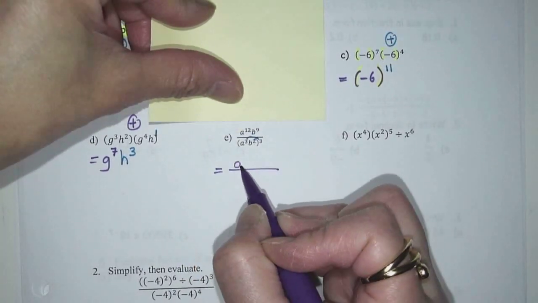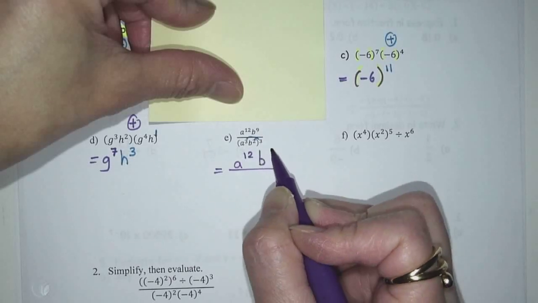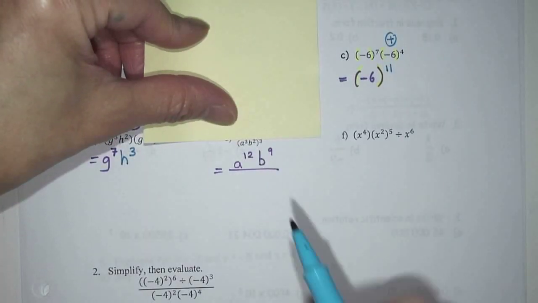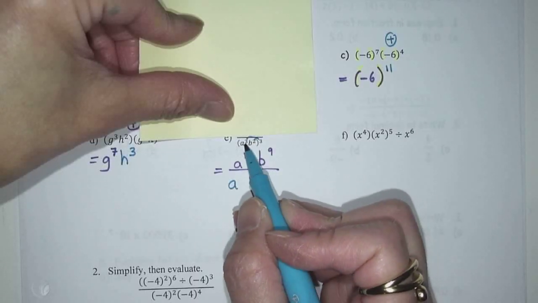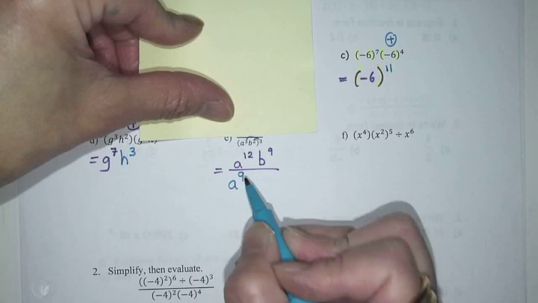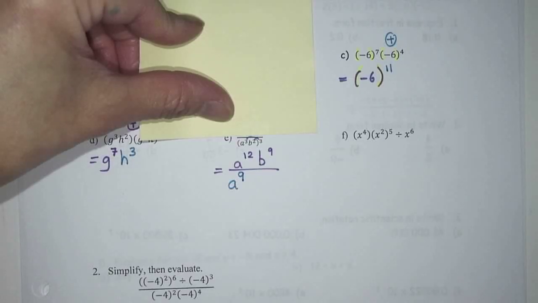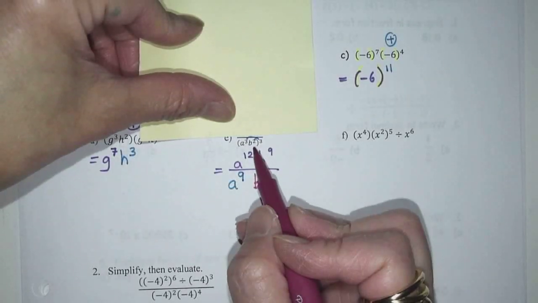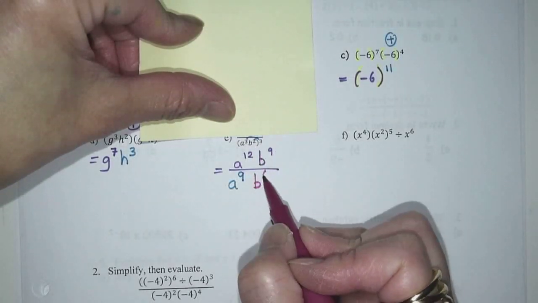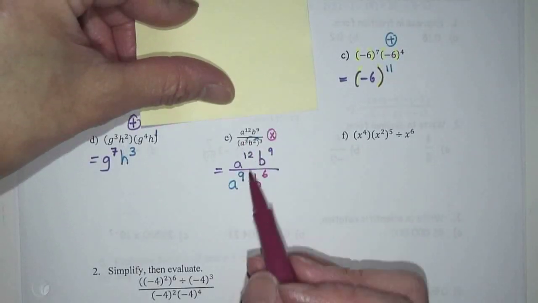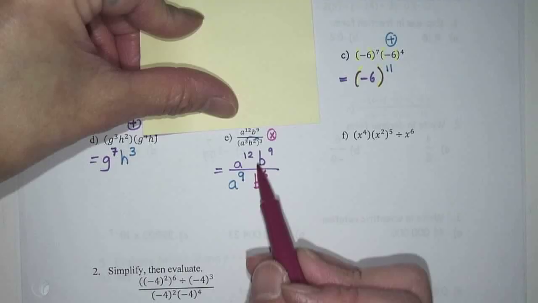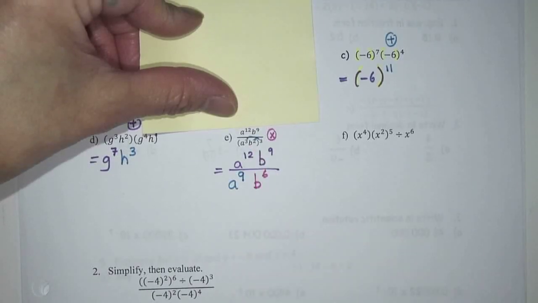So for the numerator, leave it as is. But for the denominator, I have a to the power of 3 to the 3. 3 times 3 will get me a 9. And I also have the base of b. 2 times 3 gets me 6. So each one is multiplied. So multiply, multiply. 3 3s gets me 9. 3 2s gets me a 6.